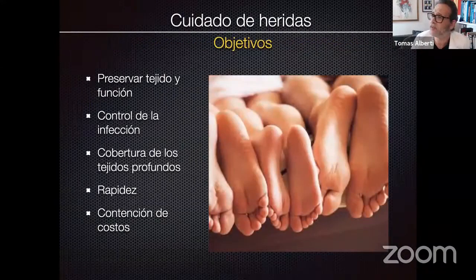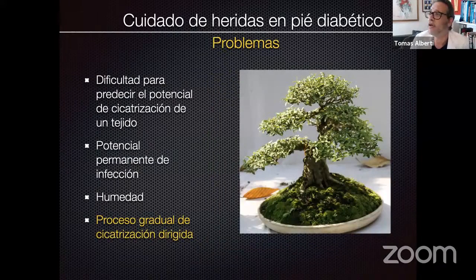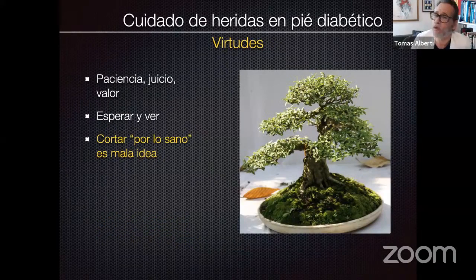¿Cuáles son los objetivos del cuidado de heridas? Preservar el tejido y la función, controlar la infección, cubrir los tejidos profundos, y todo esto tiene que hacerse rápido y en un ambiente de contención de costo. Como existe una dificultad para predecir el potencial de cicatrización y un potencial permanente de infección, este proceso tiene que ser gradual, porque no estamos completamente seguros qué tejidos debemos quitar y cuáles no. Cortar por lo sano en cuidado de heridas es una mala idea. Es mucho mejor esperar y ver, es decir, debridar, ver qué pasa, esperar y ver.